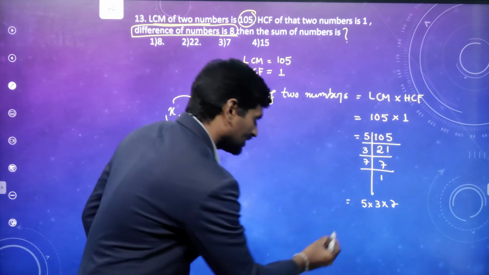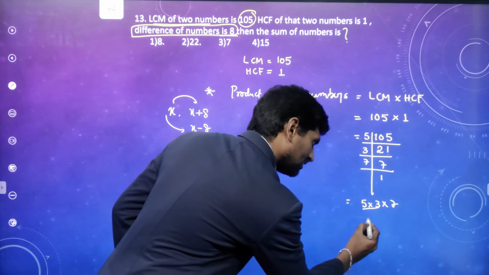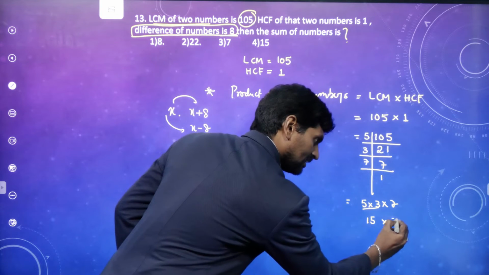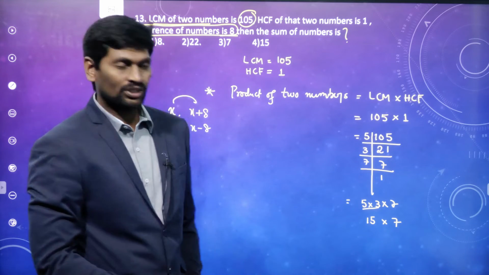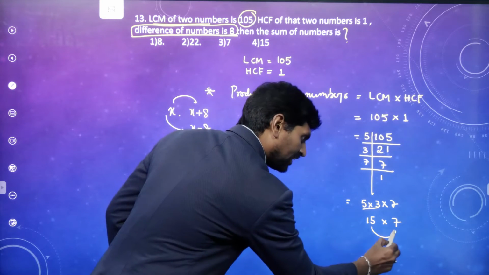Now let us see this. 5 3s are how much? 15. 7, leave it like that only. What is the difference between 15 and 7?